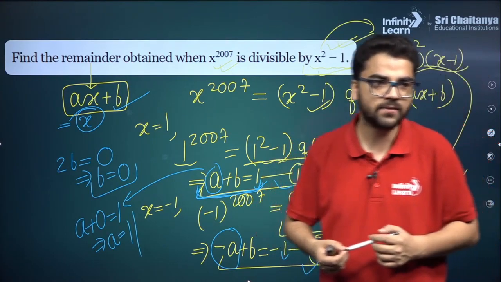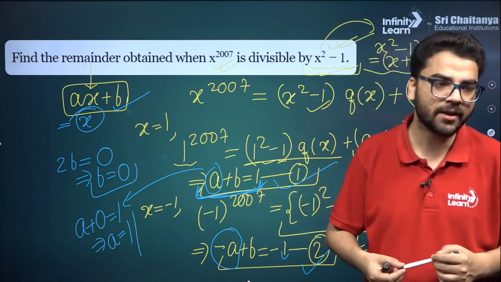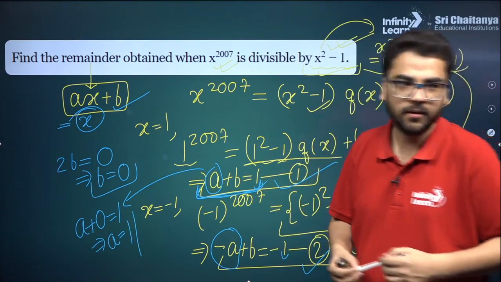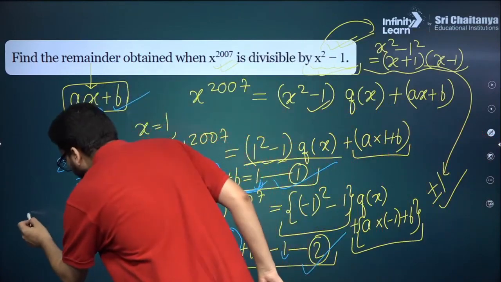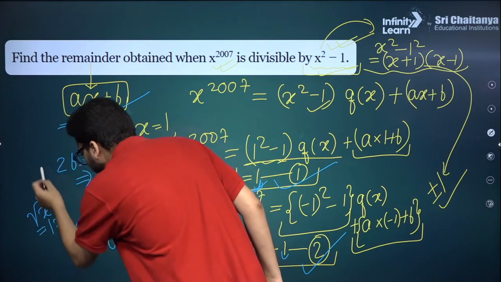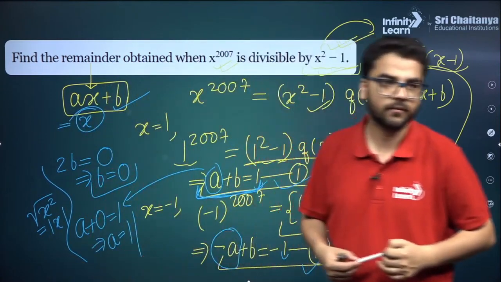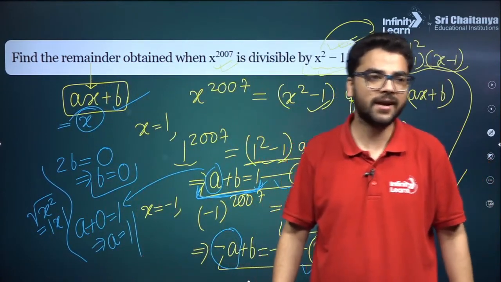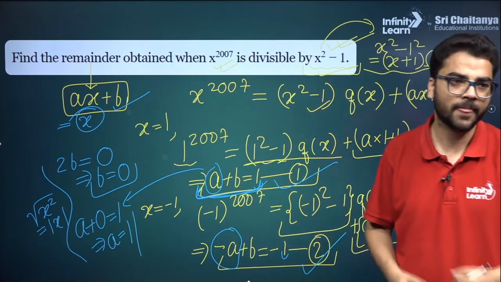Square root of x square is modulus of x. It is grade 9 mathematics, Simon. Utkarsh, square root of x square is equal to modulus of x. It can never be negative. I hope you understand that. Okay, I hope this is clear to every student in this session.